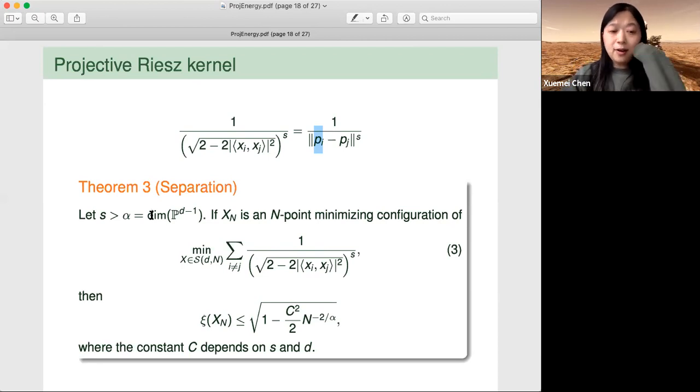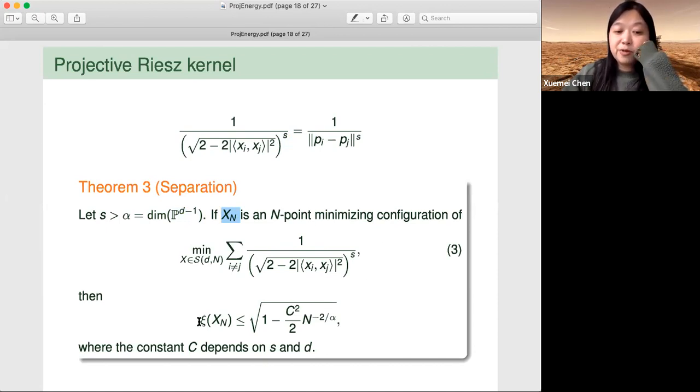So over here, alpha is the dimension of the projective space, so it would be d minus 1 if we're in real space, and it would be twice of that if we're in complex space. I'm going to pick this power S to be bigger than alpha, and then I can get this result over here. So xn is going to be the minimizer of this problem.